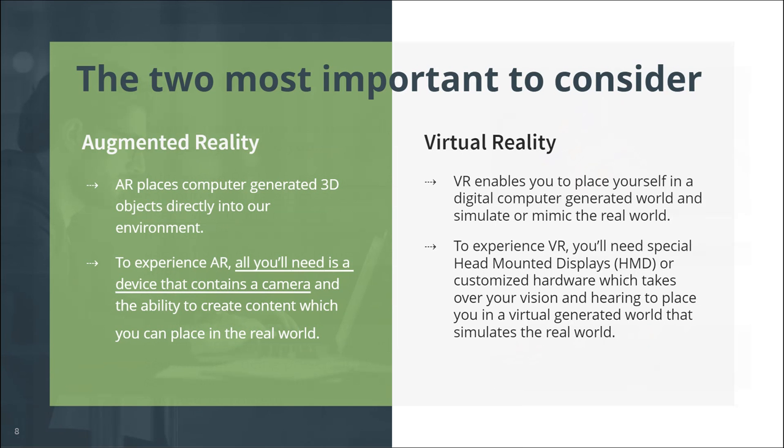But in VR, we are creating a digital world, and we are trying to use that world as our own. To experience VR, we need some special devices or gadgets such as head mounted displays or customized hardware, which takes over our vision and hearing completely. In order to experience the virtual world, we need to completely transform our world to the virtual. For it, we are using hearing or vision instruments, like headsets or something like that. But in AR, all we need is a camera.